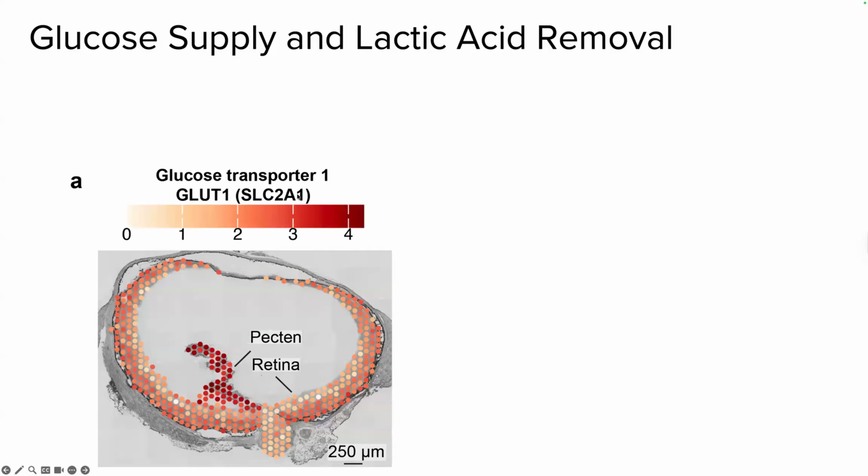And when we did that, when we mapped the GLUT1 transporter onto the histological sections, we could see that they were extremely highly expressed in the pecten. So this structure that was previously thought to provide oxygen to the retina, we can now show has a representation of a glucose gland within the vitreous of the eye.